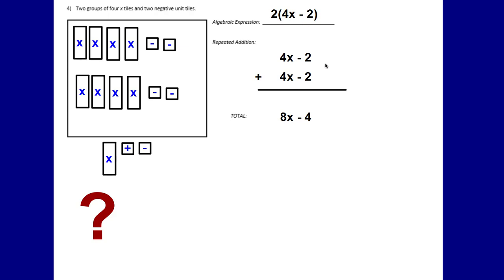We do our repeated addition. We're adding 4x minus 2 plus 4x minus 2. So these are both negative 2's. So a negative plus a negative is going to be a negative 4. And 4x's plus 4x's give you 8x's.